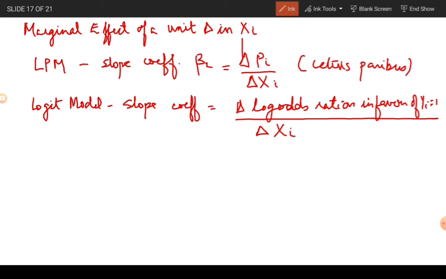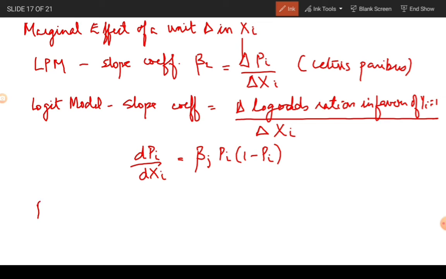If you want to have a look at the change in the probability of the event happening due to a unit change in the regressor, you will have to use the formula beta j times pi into 1 minus pi. Here beta j denotes the partial regression coefficient of the jth regressor. So I'm saying that in terms of a general k variable model.